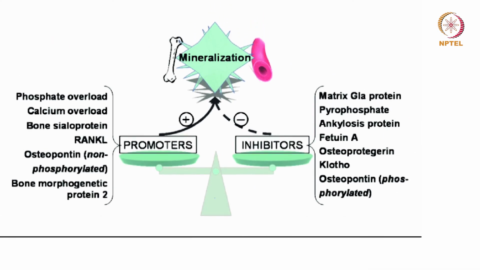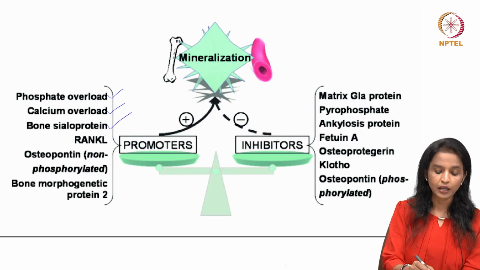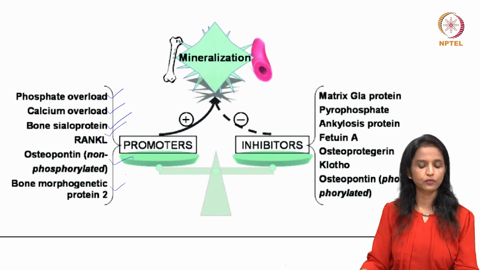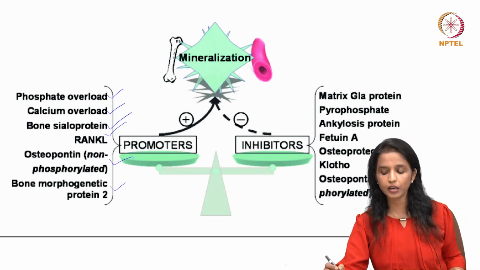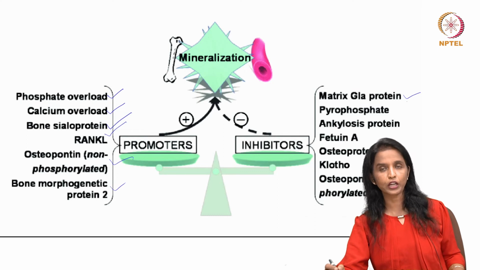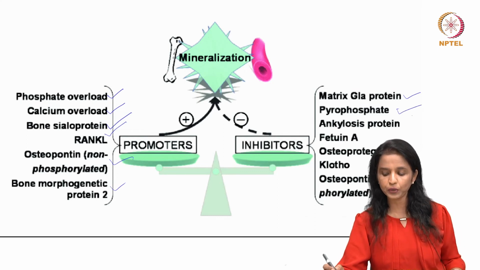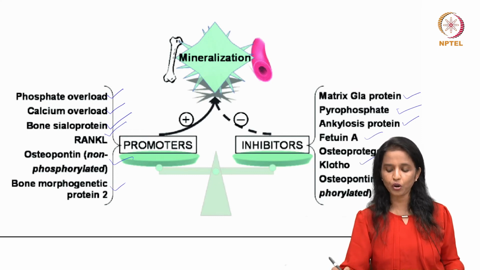This again is a very nice overview of what mineralization is all about. There are promoters and inhibitors. So, which are the promoters and which are the inhibitors? Phosphate overload definitely is a promoter, and then we have calcium overload, and bone sialoprotein, shortly called BSP, and then we have RANKL, osteopontin and bone morphogenetic protein. So, we have 6 promoters, and the inhibitors we have are matrix GLA protein, or MGP, pyrophosphate, ankylosis protein, fetuin, osteoprotegerin, klotho, osteopontin.